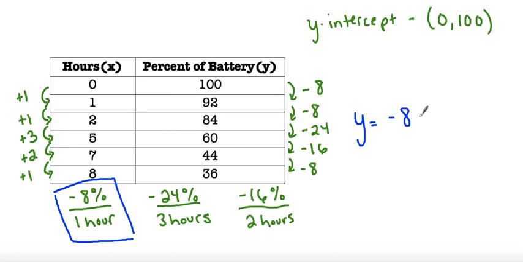I don't need to write -8/1 because -8 is the same thing. So -8x plus 100. So our slope represents the percentage of battery we're losing per hour, and 100 represents the percentage of battery that we have before any time has passed. And that's it.